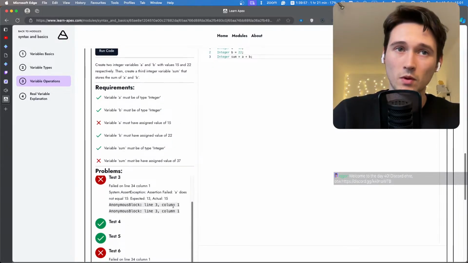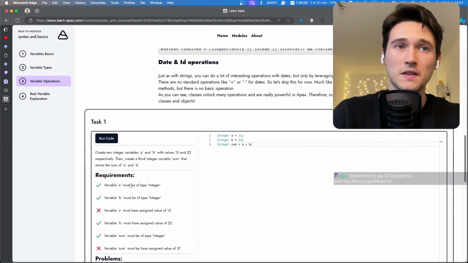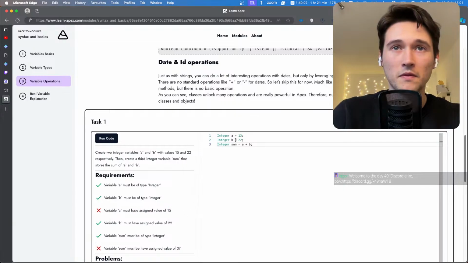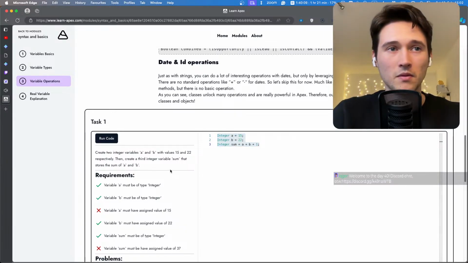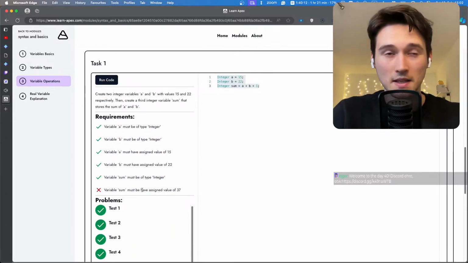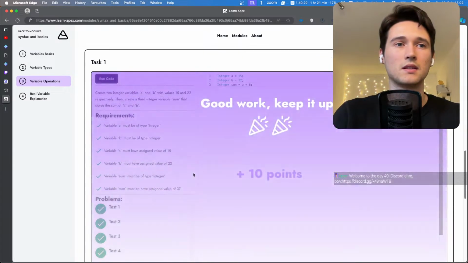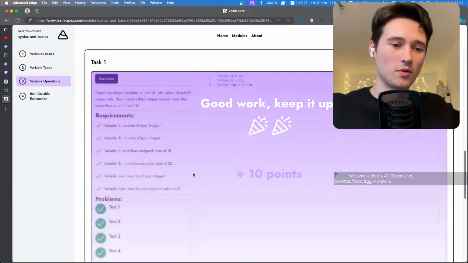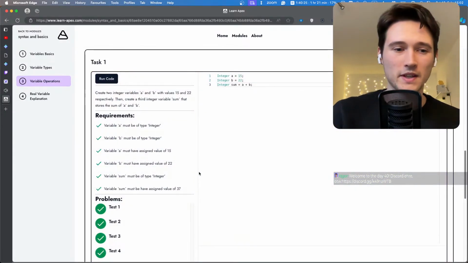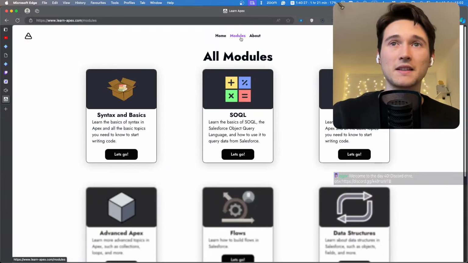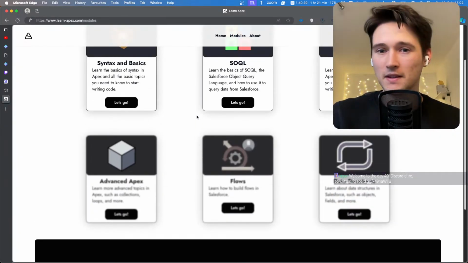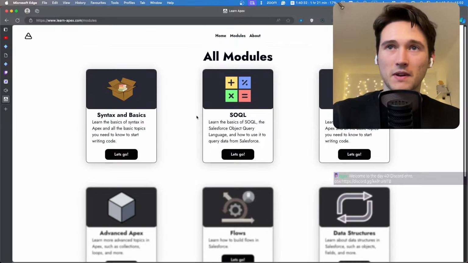You see, some of them worked, some of them didn't, right? Because variable a must have an assigned value of 15. So let's fix it. Let's say it's 15, but then we made a mistake here and added a 0 here. If I run the code, everything works except the last one. So if I remove this part, it works. This is the whole idea behind this platform, and like this, I'm going to automate everything that you need to know to become a Salesforce developer.